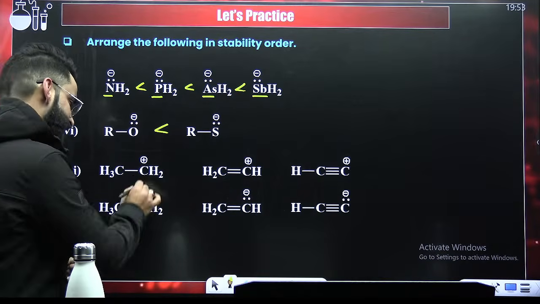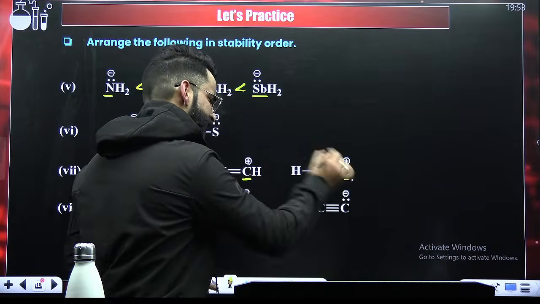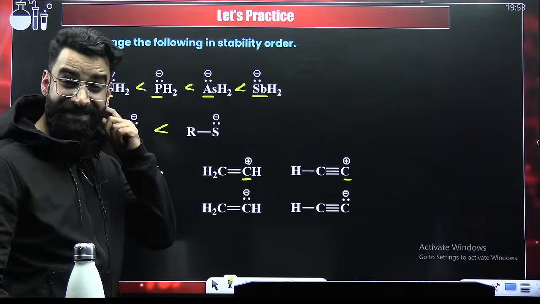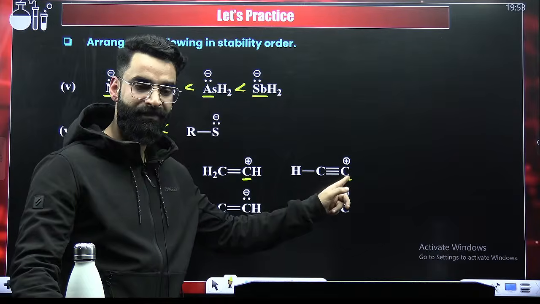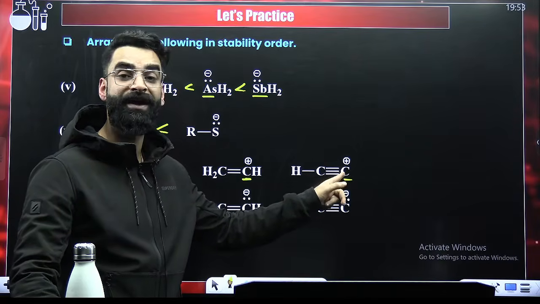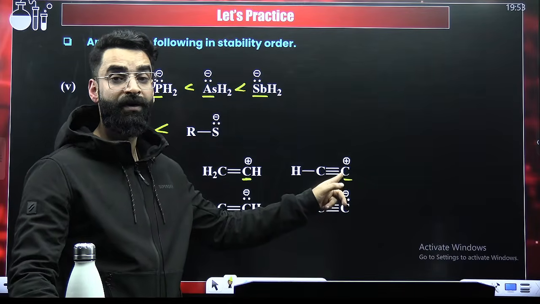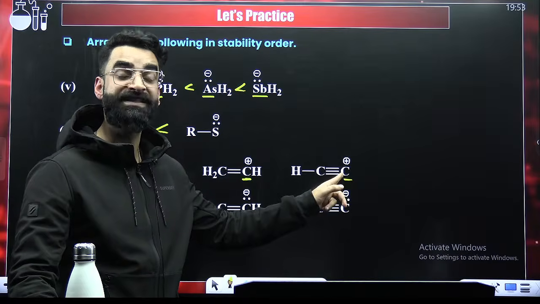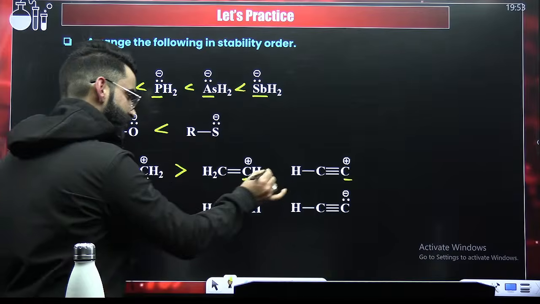Guys, have a look. This is your single bonded carbon, double bonded carbon, triple bonded carbon. Where will the S character be more? S character will be more here. If S character is more here, that means electronegativity is more here. And you know, positive charge is more stable on the less electronegative element. So this is the stability order.